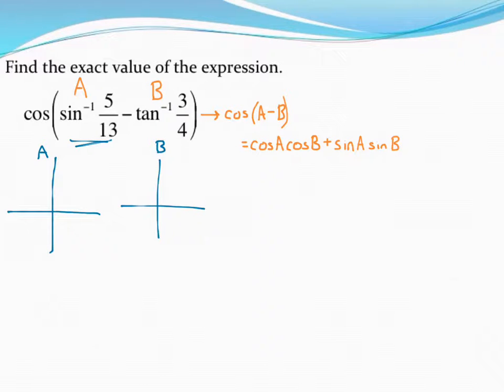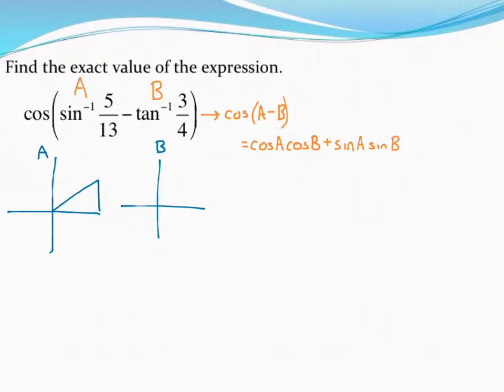Just like we did previously in some other examples, we know that inverse sine is going to be between one of these two quadrants. To determine which quadrant to use, we have to look at whether our ratio is positive or negative. In this case, because that ratio is positive, that tells me to draw the angle in quadrant 1. If my ratio was negative, I would draw it in quadrant 4 for inverse sine.